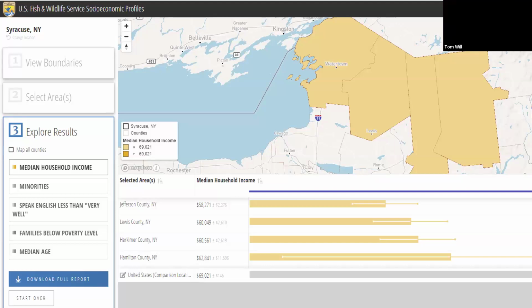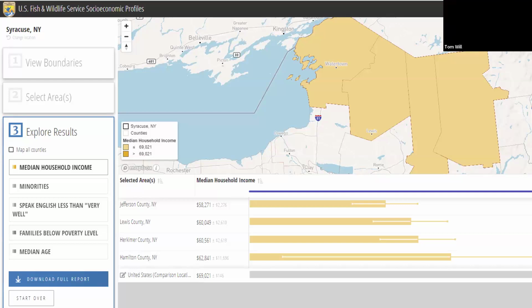This is really just a snapshot. There's so much more in the report, and I'll get into that later, but highly recommend downloading the full report. So some of the indicators we have here are median household income, the percentage of population that identifies as a minority, the percentage of the population that speaks English less than very well, families below the poverty level, and the median age.